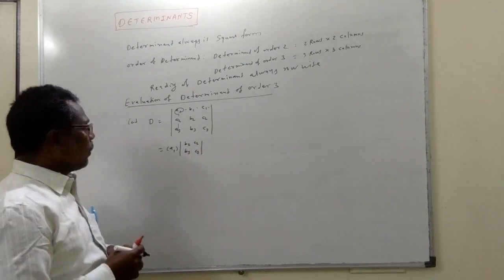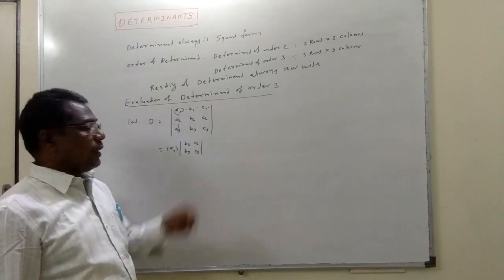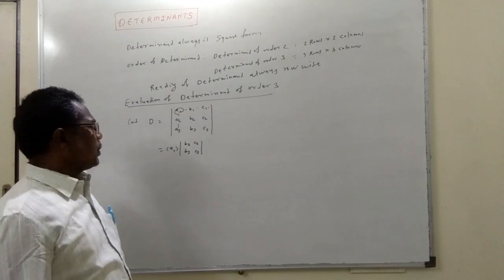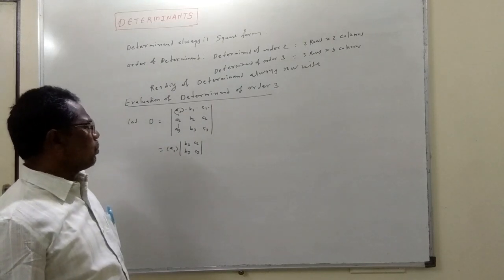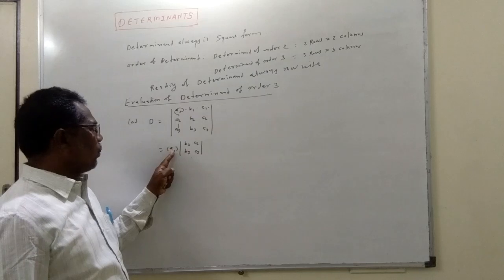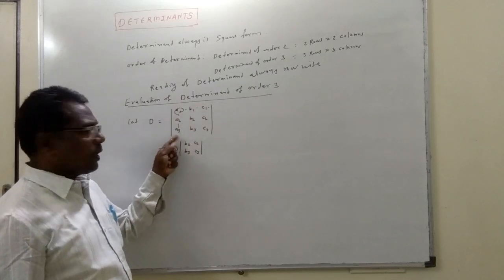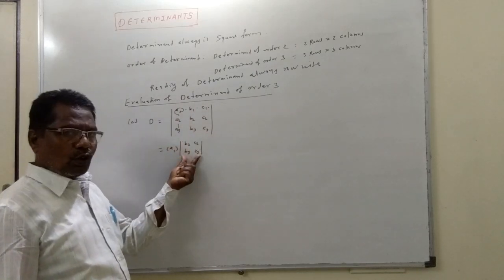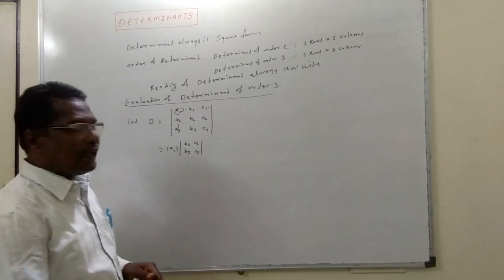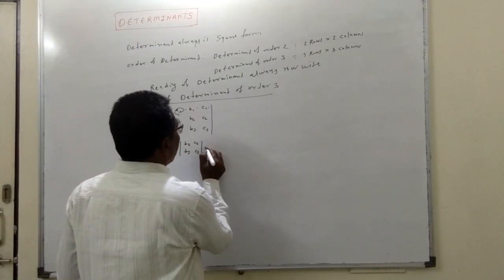So you understood, again I will explain. You evaluate this determinant in terms of the first row. We will consider the first element A1, eliminate its row and column, and write the determinant, that is of order 2, of the remaining elements. Okay.